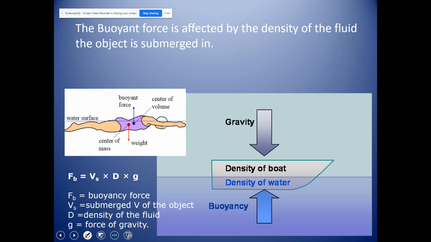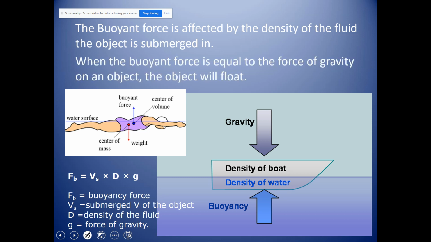One other thing about density is the buoyancy force. We talked about forces in the last chapter. Well, there is a buoyancy force, which is affected by the density of the fluid an object is submerged in. When the buoyancy force is exactly equal to the force of gravity, an object will float. Don't worry about this formula. We're never going to use it in a calculation, so don't worry too much about it. I just wanted to make sure I pointed out the buoyancy force to you.